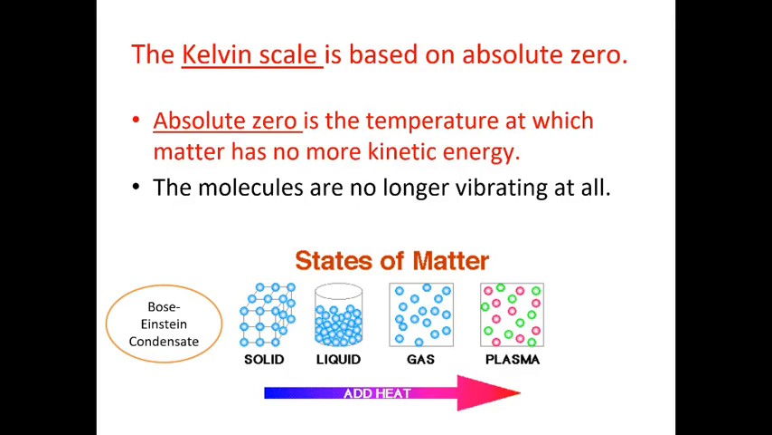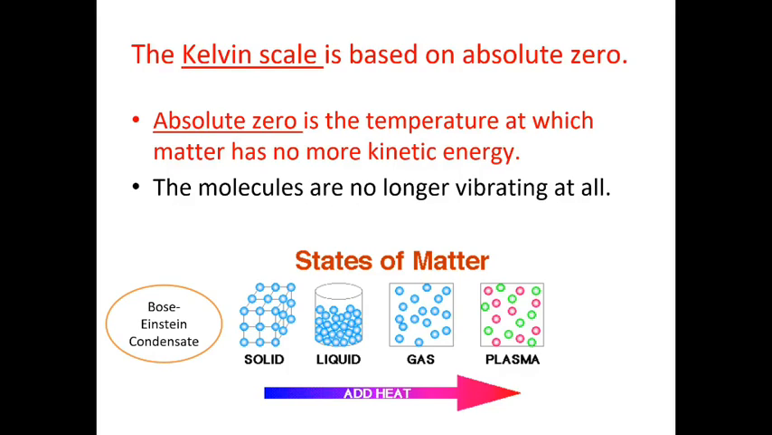Is it possible to move any slower than not moving at all? That's why absolute zero, we call it, is the coldest possible temperature, and you can't have negative temperatures on the Kelvin scale, because the particles can't go any slower than not moving at all. And temperature is really just measuring the motion of the particles. So if they're standing still, they have zero temperature on the Kelvin scale.